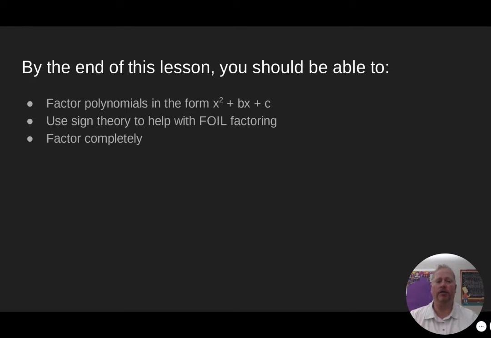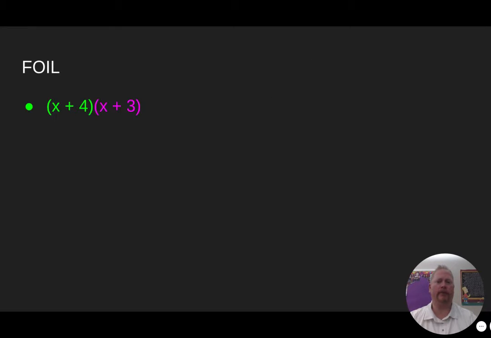By the end of this lesson, you should be able to factor polynomials in the form of x squared plus bx plus c. You should also be able to use sign theory to help you with that FOIL factoring, and you should also be able to factor completely. So let's do a real quick review of FOIL.